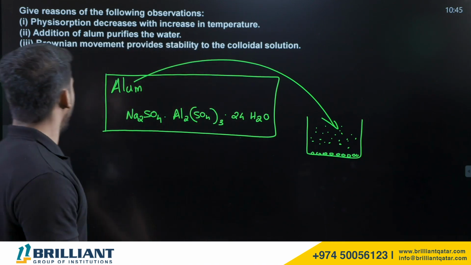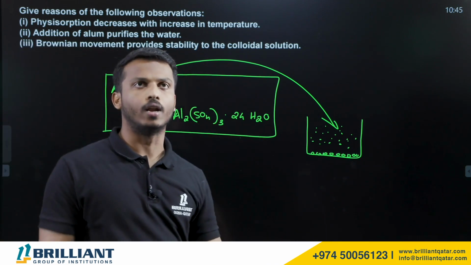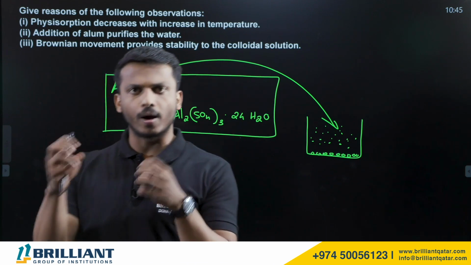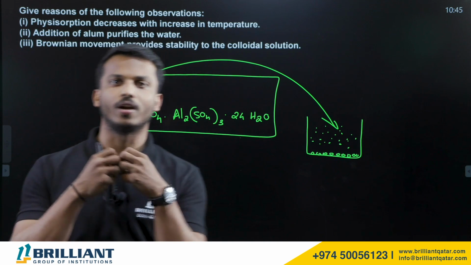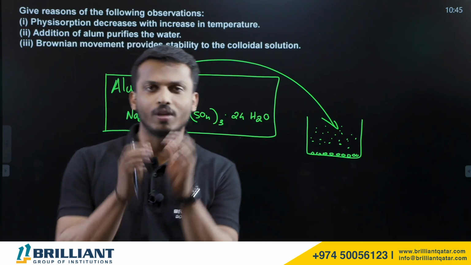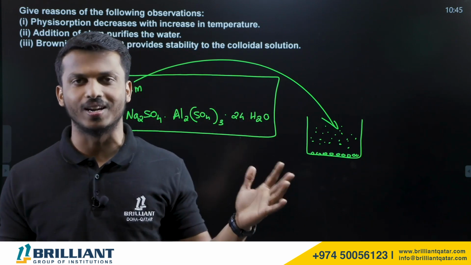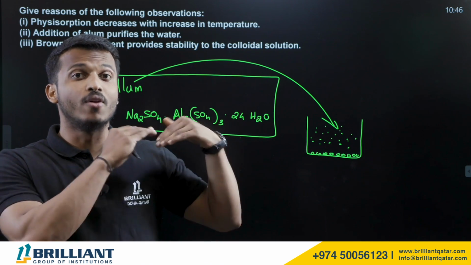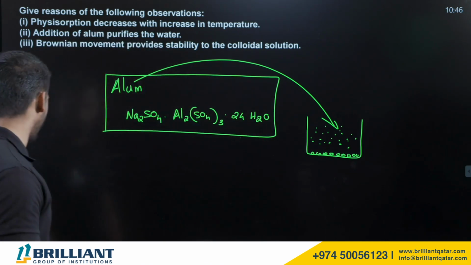Okay, the question: why does Brownian movement provide stability to the colloidal solution? How is it affecting stability? Dear all, if these colloidal particles are in continuous random zigzag motion, they won't undergo coagulation faster. If the particles are just suspended and stationary, they can settle down much faster. Here, settling of these colloidal particles is very difficult because they are in random motion. Okay, so that is the application.